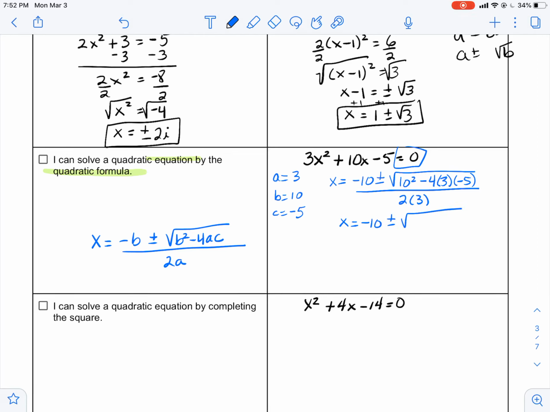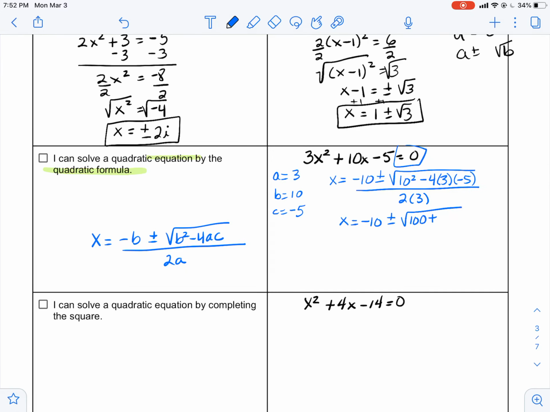And so we're just going to simplify. There's 100 plus, what would that be, 60? 4 times 5 is 20. 20 times 3 would be 60. All over 6. So square root of 160 over 6. And we are going to need to simplify the square root of 160. Find us a perfect square in there.